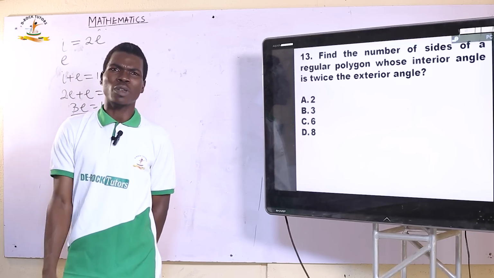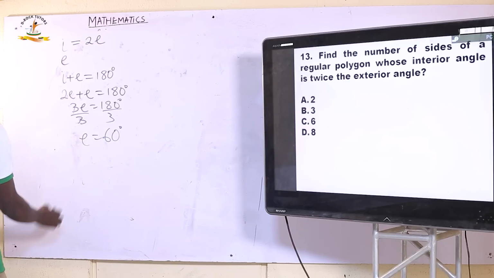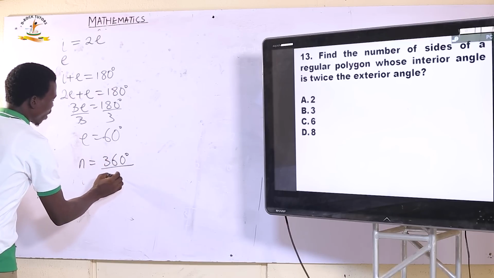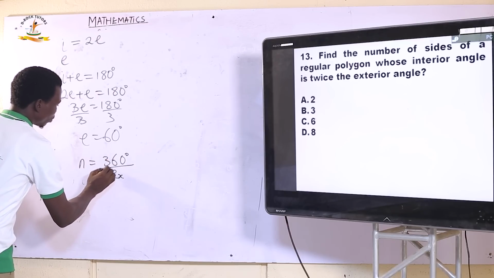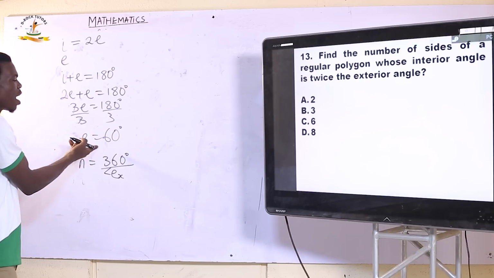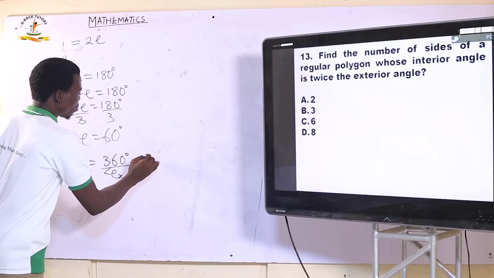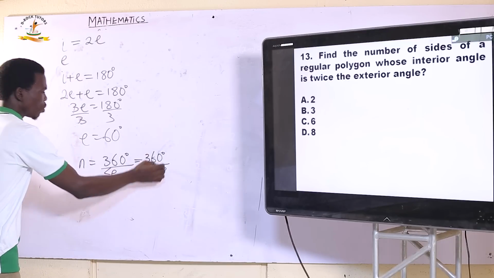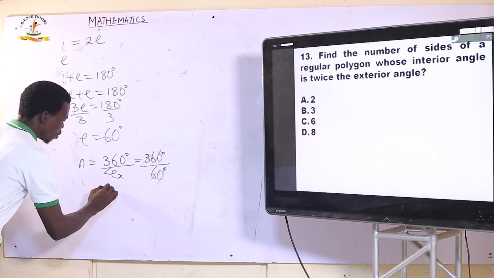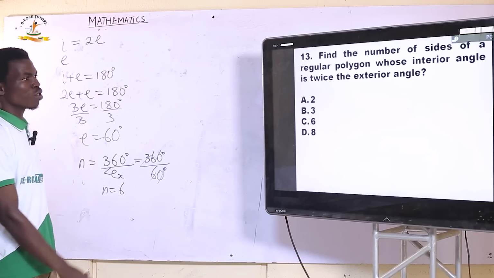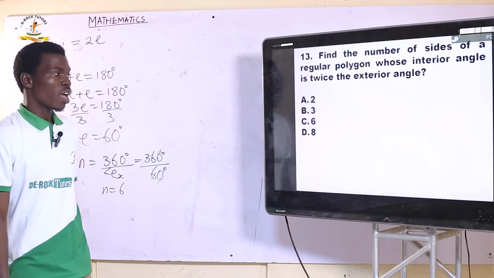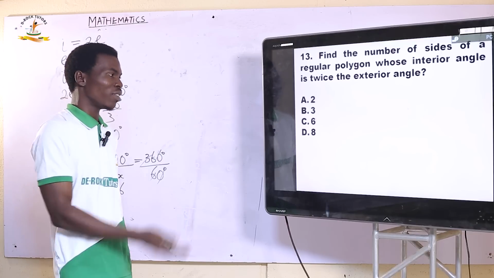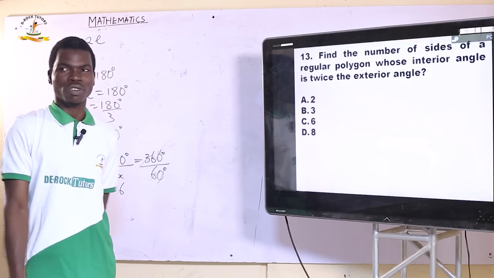But we still remember one formula on our polygon. That number of sides N is 360 degrees all over the exterior angle. So now that we have our exterior angle, we simply say 360 degrees over 60 degrees. And if you do this perfectly well, you're going to have the number of sides to be 6. So it's going to be a 6-sided polygon. And you know what a 6-sided polygon is called? Yes, hexagon. So that is C. That is the correct option for 13.